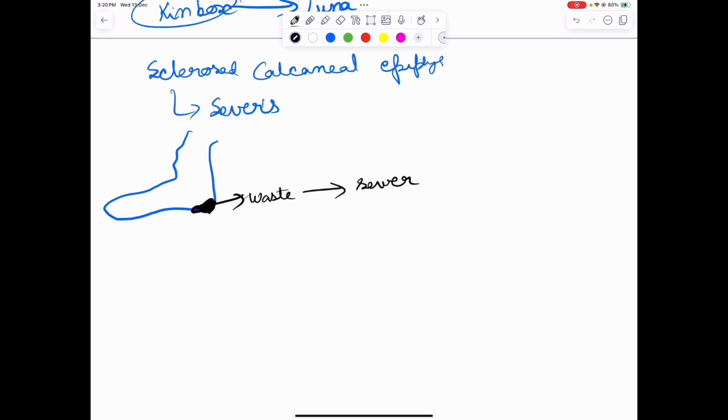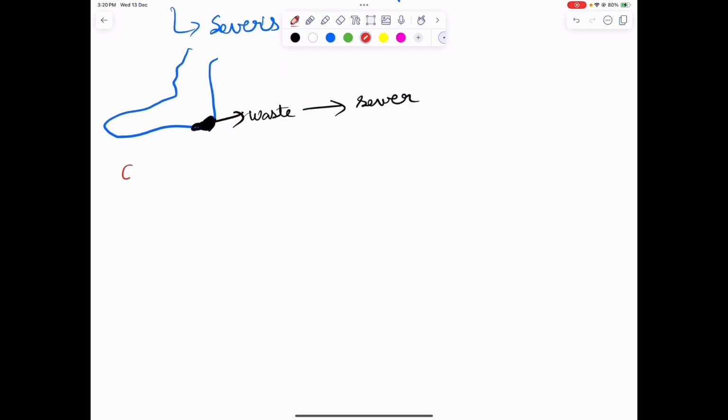Now we move on to the tibial epiphysis. In the tibial epiphysis, sclerosis occurs, and we can remember it as Osgood-Schlatter disease, and Osgood can be remembered by OT. And it is occurring at the tibial epiphysis.